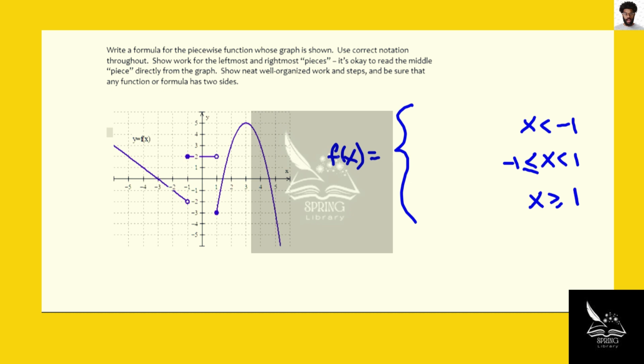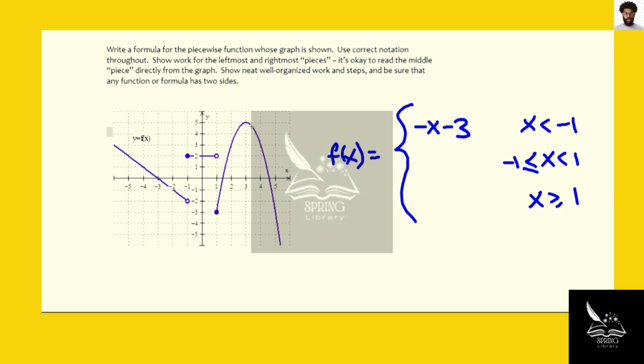Now the first piece is a linear function. It has a slope of -1. It goes down 1 over 1. And its y-intercept would be at -3. So it's -x minus 3. You can test it out if you're ever not sure. Like when x is -3, it should be 0. So negative of -3, which is 3, minus 3 is 0.